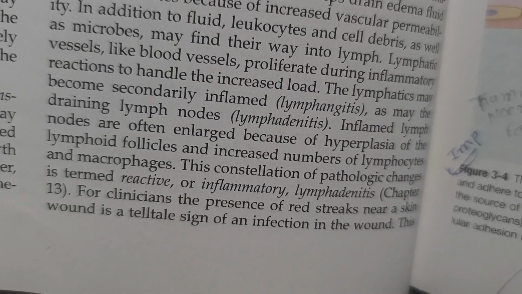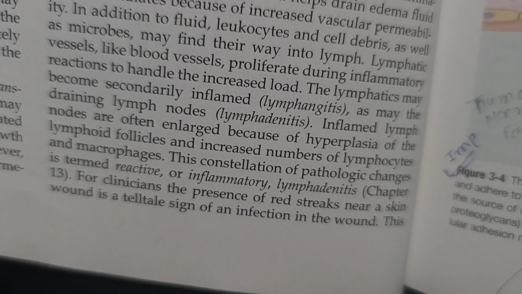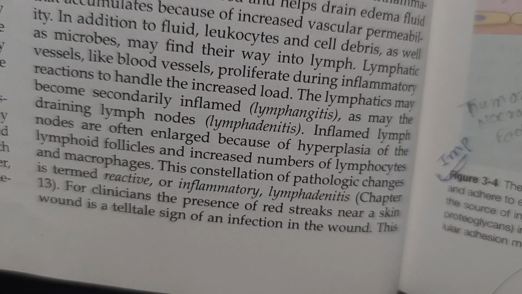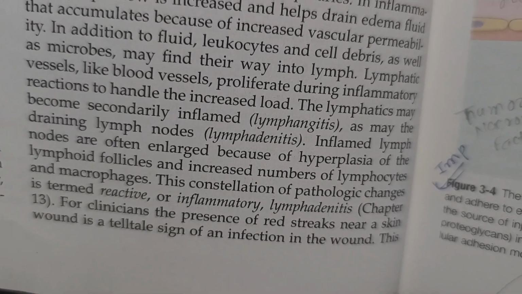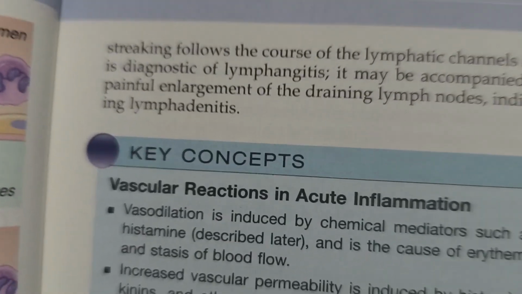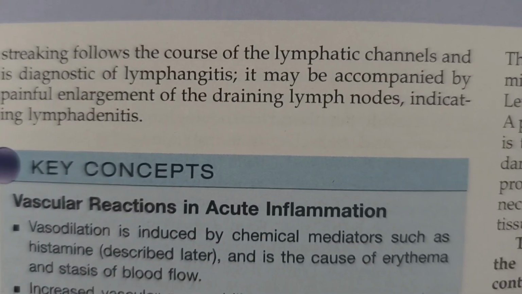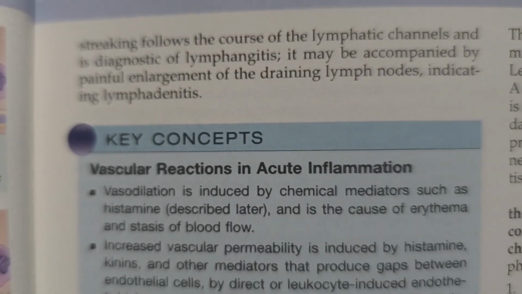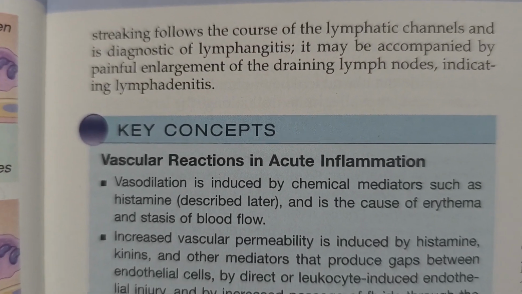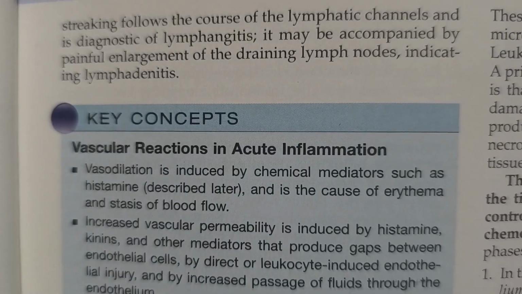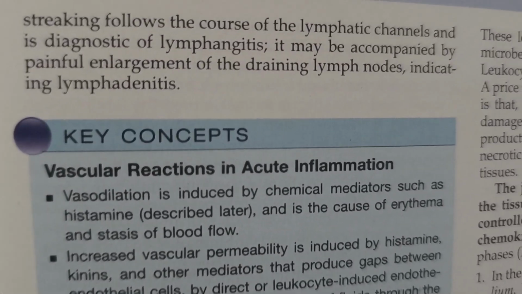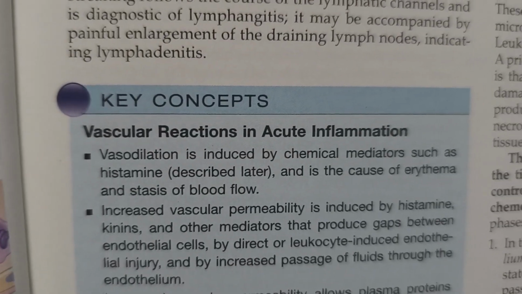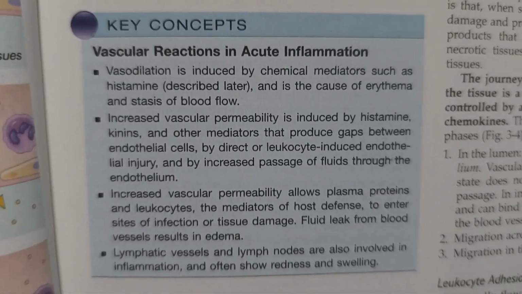For clinicians, the presence of a red streak near a skin wound is a telltale sign of infection in the wound. This streak follows the course of lymphatic channels and is diagnosed as lymphangitis. It may be accompanied by painful enlargement of the draining lymph node, indicating lymphadenitis.